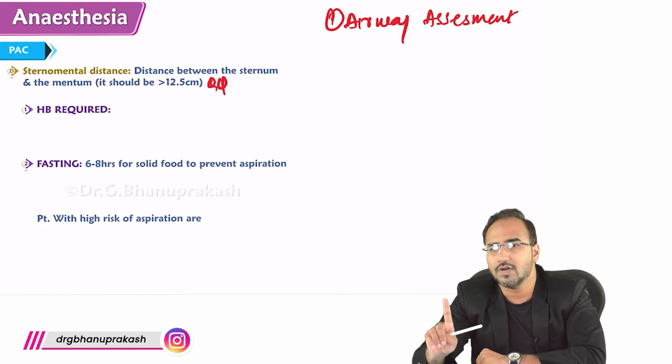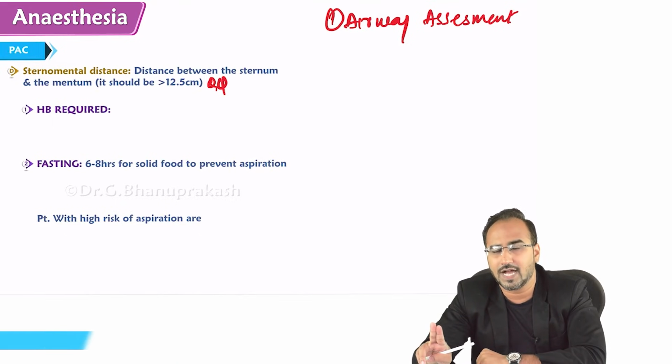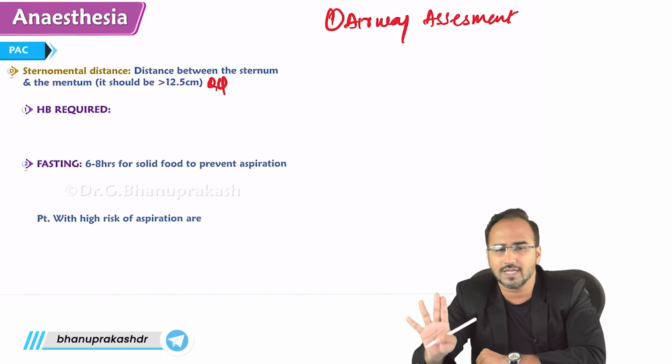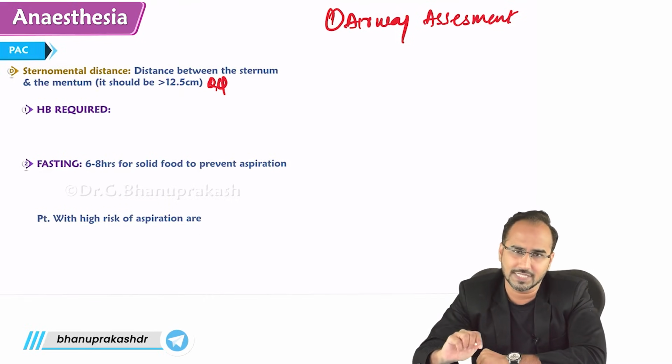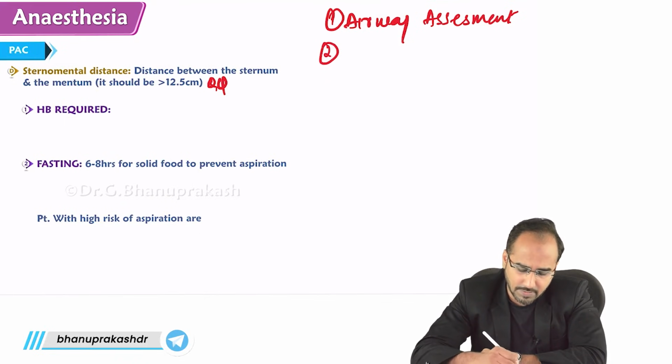What four parameters? While he's opening his mouth, Mallampati classification, inter-incisor distance. As he's lifting his chin, thyromental and sternomental. Airway assessment is done. Coming to the next step of the PAC, which is called hemoglobin.